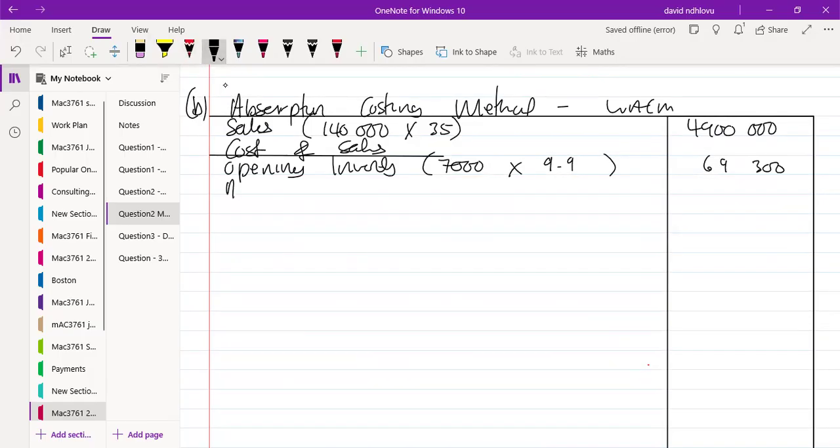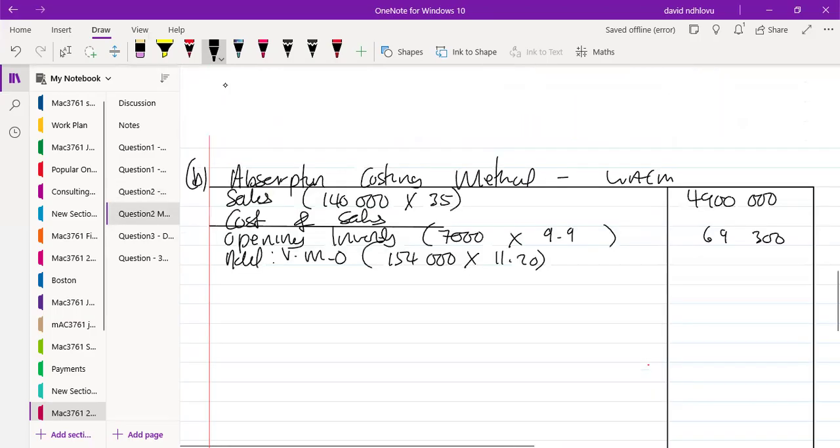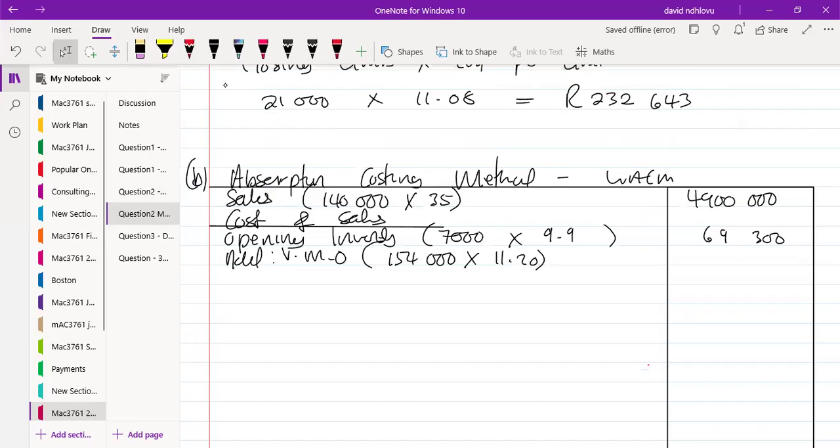Then next I say add variable manufacturing overhead. How many units currently produced? 154. What was the cost? 11.2, which is given there. So now we are reverting to current production cost and the number of units produced. So 154,000 multiplied by 11.2, that gives me 1,724,800.